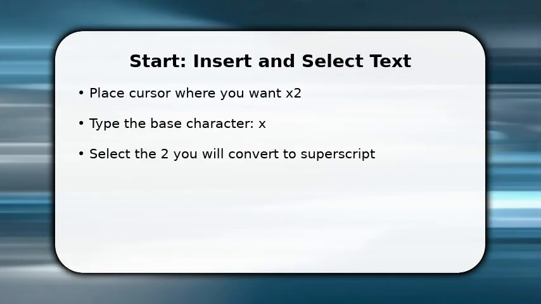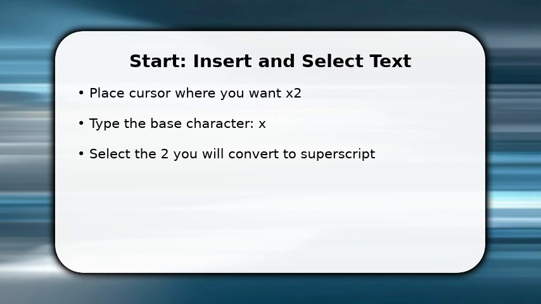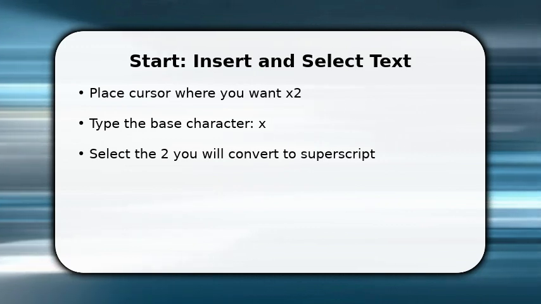You begin inside a text box. Type X, then type 2 immediately after. Once done, use your mouse or Shift plus arrow to select the 2 only. Make sure the text box is active so formatting applies directly.